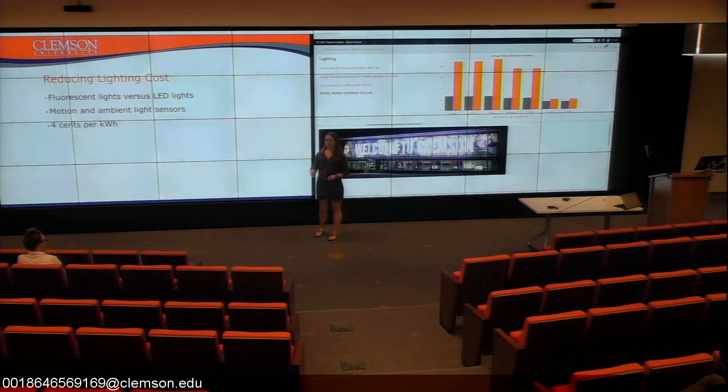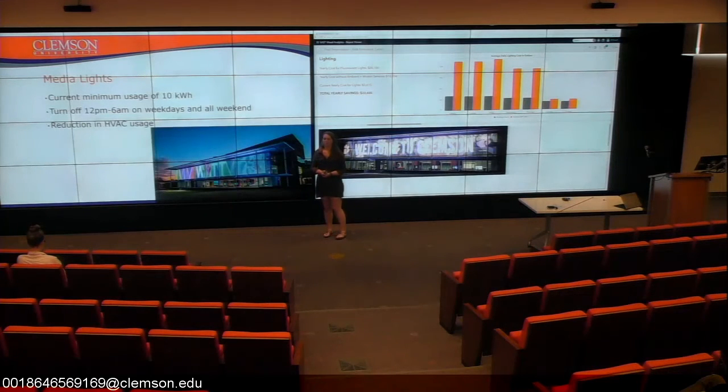And the reason why that is is because we only pay 4 cents per kilowatt hour. And just to put that in perspective, most homeowners pay about 12 cents per kilowatt hour. The reason why that's so cheap is because Clemson creates some of its own energy that they can sell back to reduce their personal costs. This bar graph over here shows the difference in cost between what we currently have in gray and what it would cost if we didn't have the sensors.